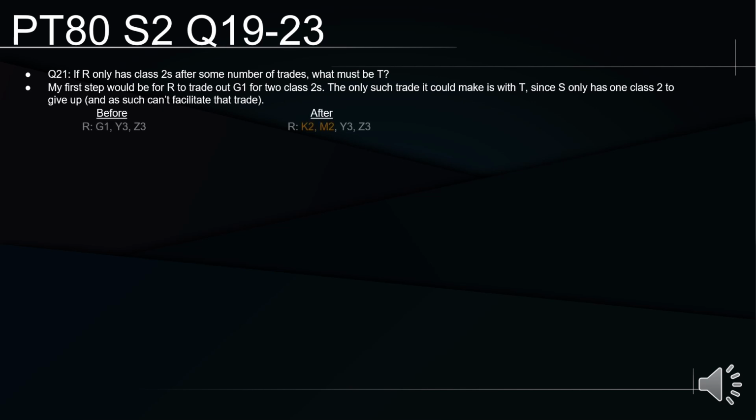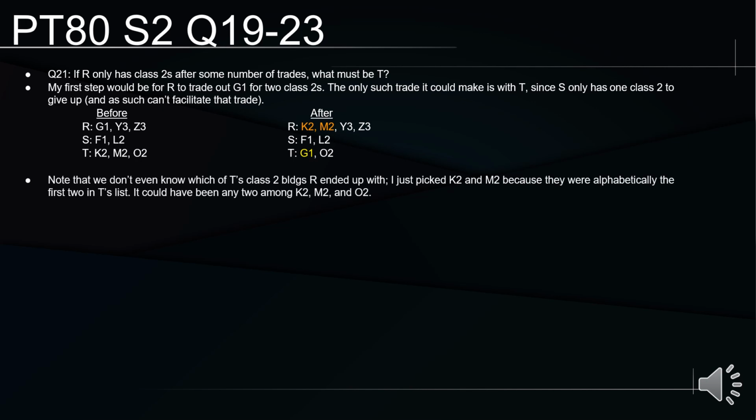So the before and after here. The before, as always, is our intro paragraph version, and the after the trade that I'm imagining, this is what the situation looks like. R has obtained, again, it's arbitrary, R has obtained K and M, I just took the first 2 in T's list, and has given T in exchange its G. So this is the scenario. Now from here, note that we don't even know which of T's class 2 buildings R ended up with. Like I just mentioned, I picked K and M because they were alphabetically the first 2 in T's list. It could have been any 2 among K, M, and O.